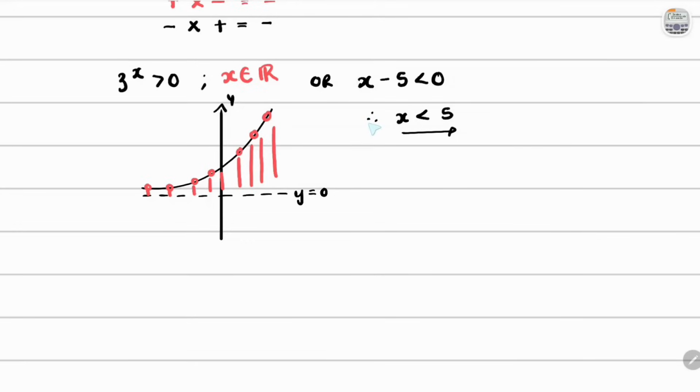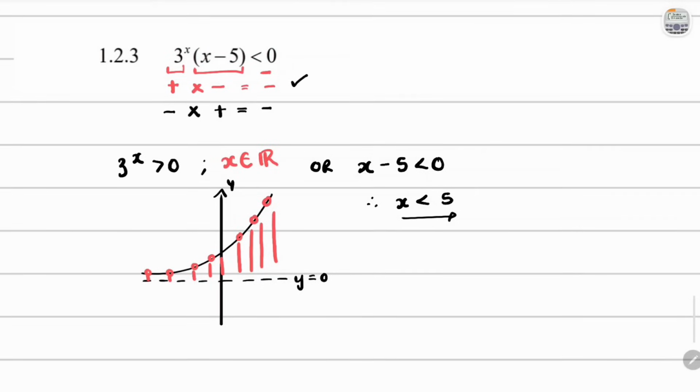So we need to just basically say that x is less than 5, and this will cover every value less than 5, and this will be all real values that are less than 5, and that would be our answer because they must both be true. Okay, now that's the first case.